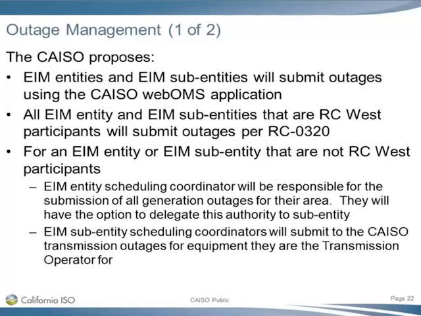For outage management, we have a couple slides. The CAISO proposes that EIM entities and subentities will submit outages using the CAISO's WebOMS application. All EIM entities and subentities that are RC West members will submit outages per RC 0320. This is the existing outage coordination procedure for RC West. For EIM entities or EIM subentities that are not RC West participants, the EIM entity scheduling coordinator will remain responsible for the submission of all generation outages in their area. However, they will have the option to delegate this authority to subentities. We're configuring this functionality so that if they give the subentity the option to submit outages, they would still be able to view these outages. The EIM subentity scheduling coordinators will submit to the CAISO transmission outages for equipment they are the transmission operator for. Next slide.